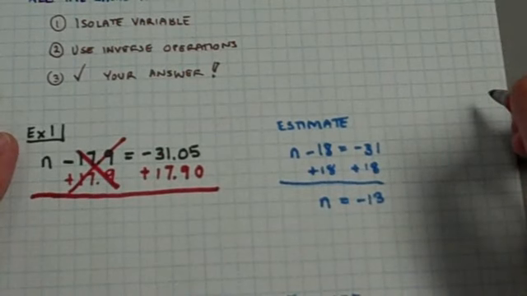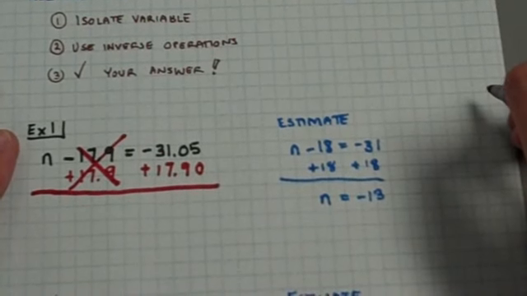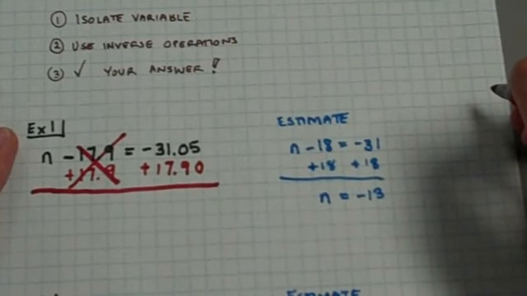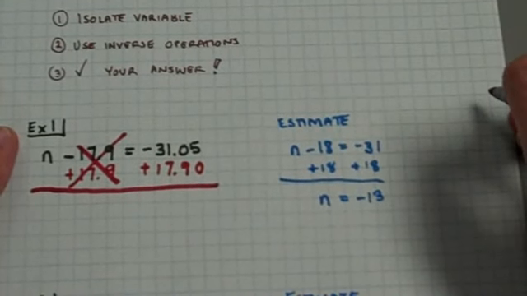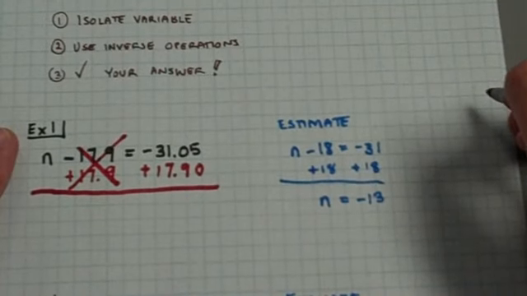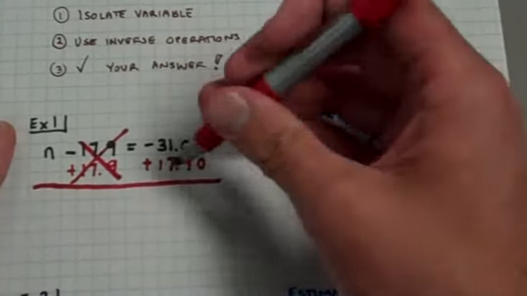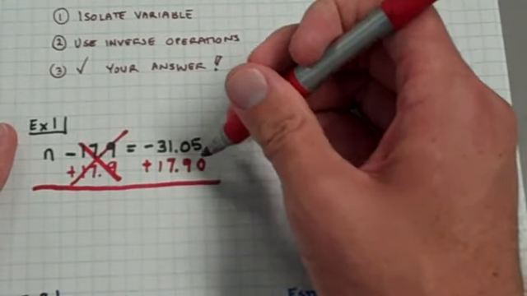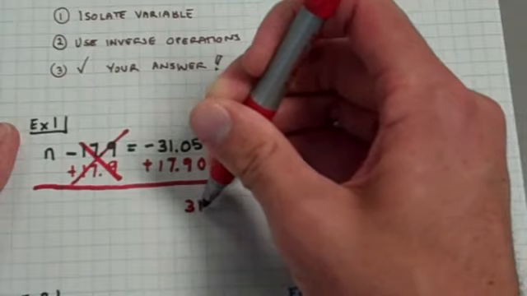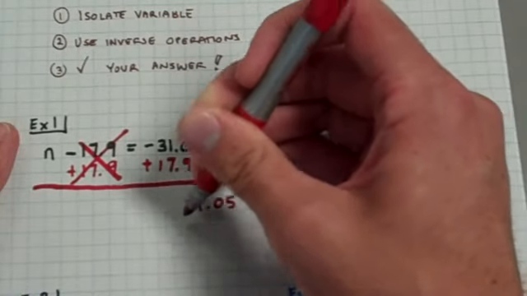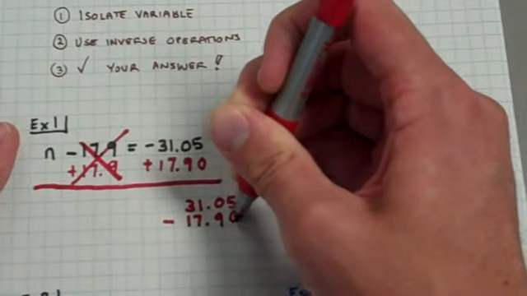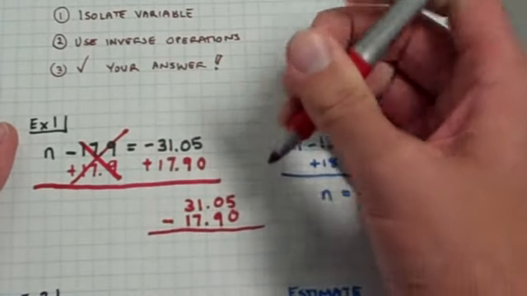If you remember back to your negative rules, what we do here is we find the absolute value of both numbers, and then we find the difference between them. So we've got the absolute value of 31.05, which is 31.05, and the absolute value of 17.9 is just 17.9. Let's find the difference between those two: 31.05 minus 17.90. And let's do some subtraction.